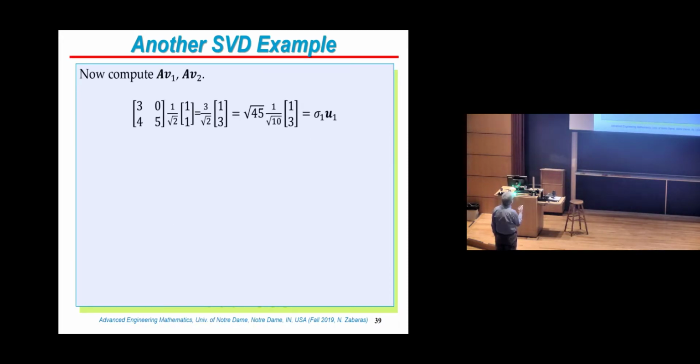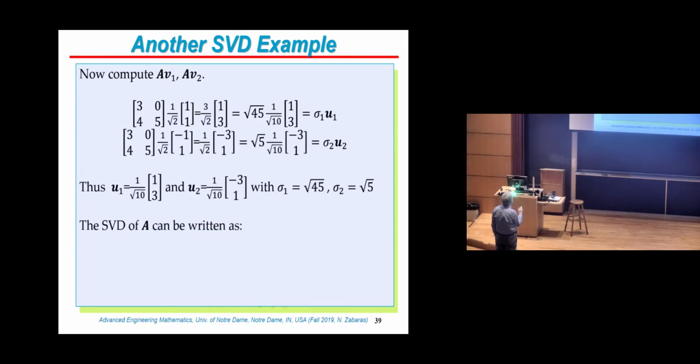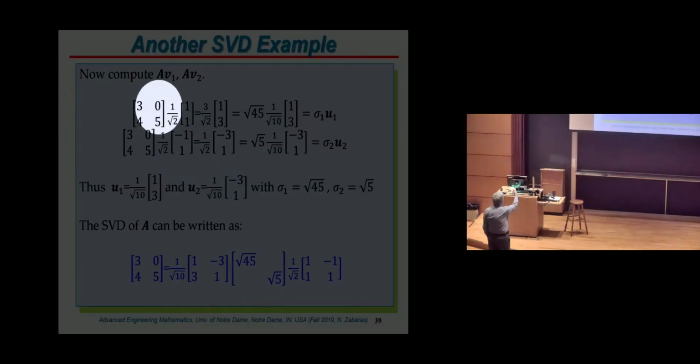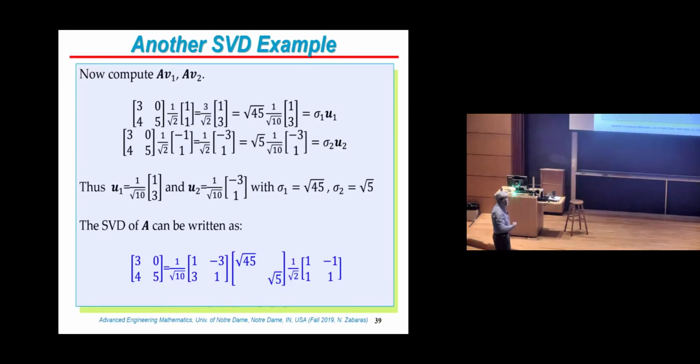What are the eigenvalues? Okay, square root of 45. I misspoke here. So if you apply A on V1, what you need is sigma 1, which is square root of 45, and whatever you have there is going to be your vector U1.